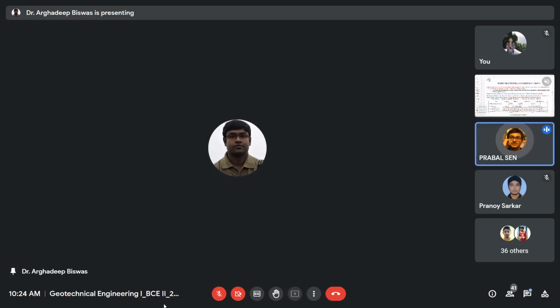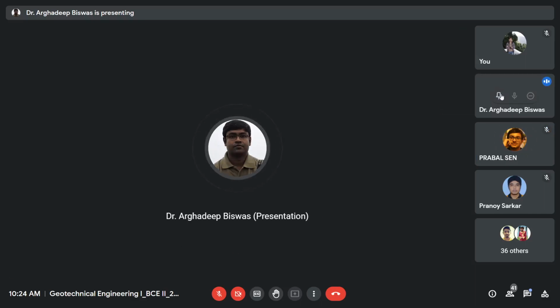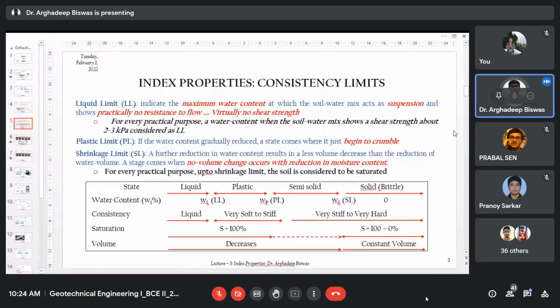Liquid limit means the transition between the liquid and the plastic state. Yeah. Liquid limit means the transition or maximum water content to reach the liquid state, or it is the limiting water content between liquid and plastic state. Yes, you are right. For every practical purpose, as I was mentioning, a water content when the soil water mix shows a shear strength of about 2 to 3 kilopascal is considered as liquid limit.